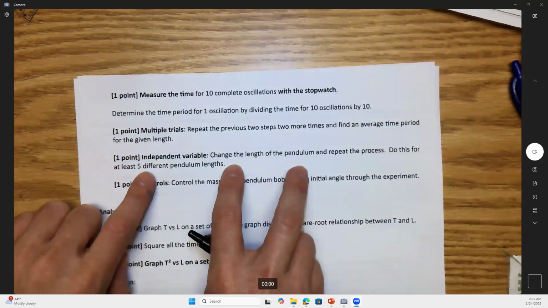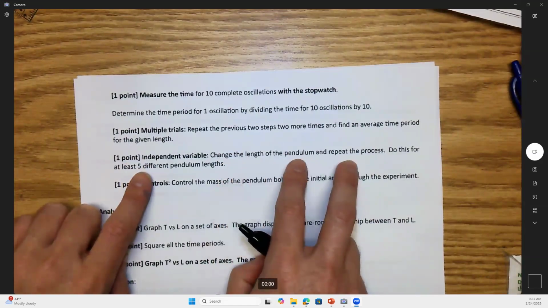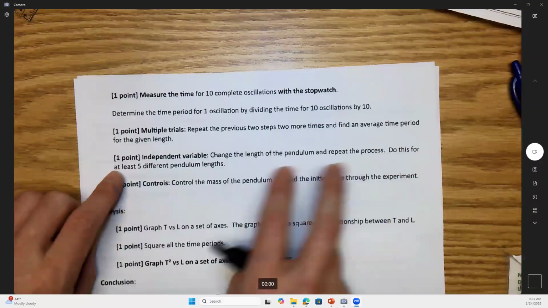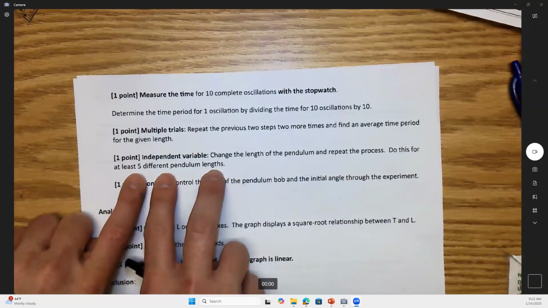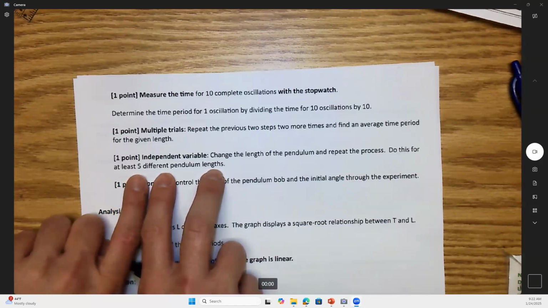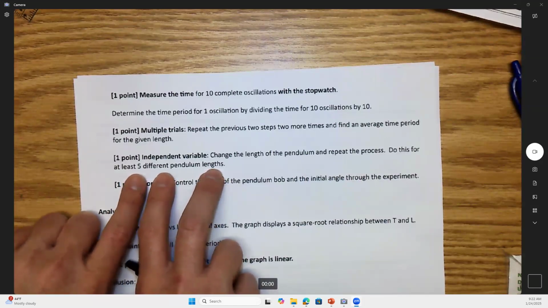Next up, good idea to identify the independent variable. So change the length of the pendulum. There's your independent variable. Change the length of the pendulum, and repeat this process. Do this for at least 5 different pendulum lengths, right? So if you have at least 5 points on the graph, then probably you start to make good sense of a graph. Maybe you said 6 points or 7 points, and that would be even better, right? 5 is probably a good minimum number.